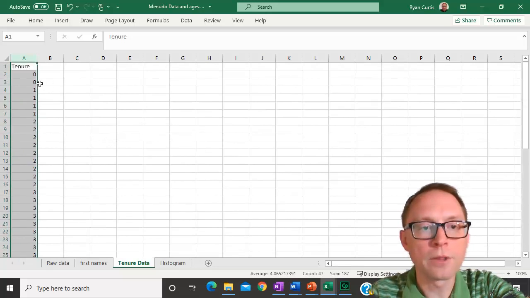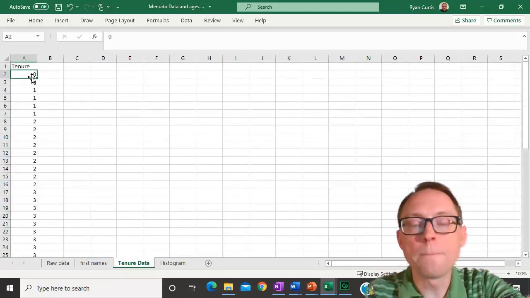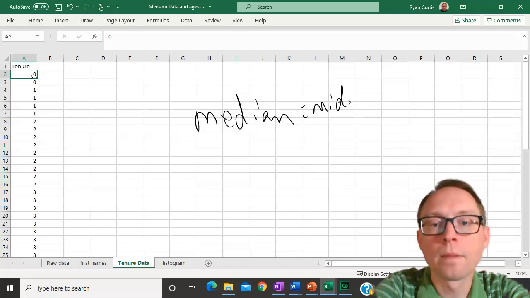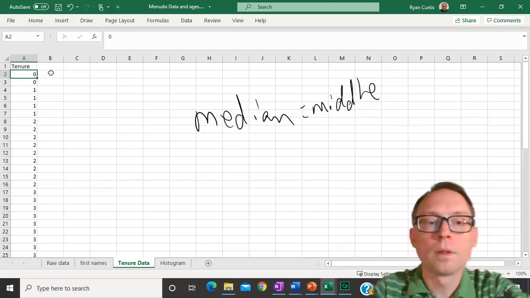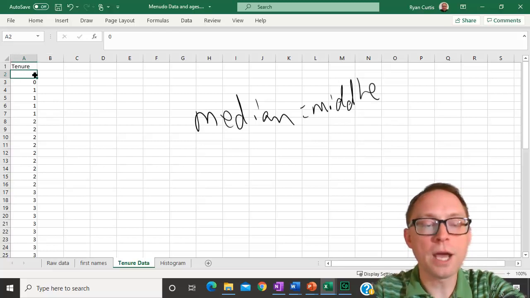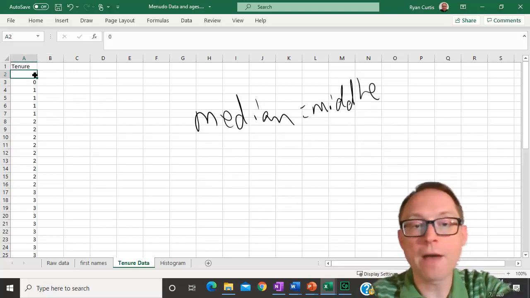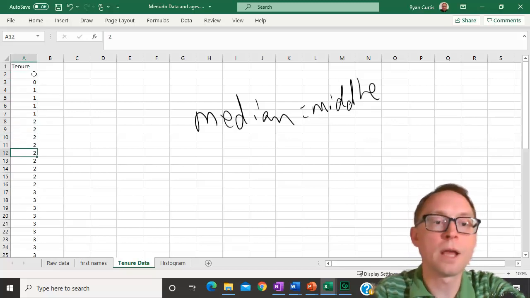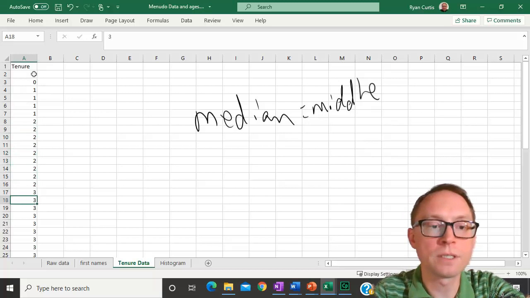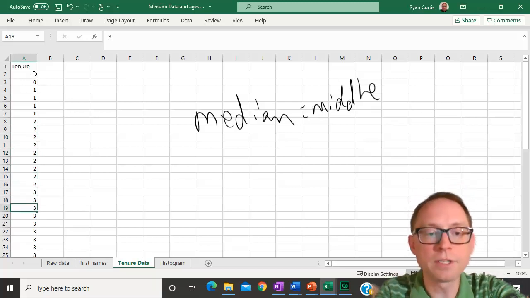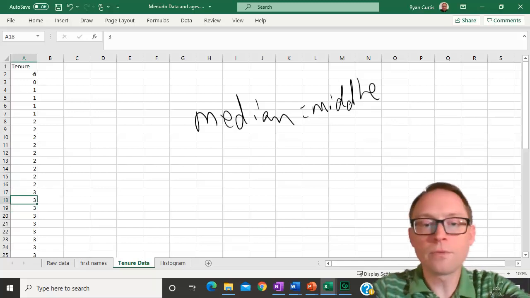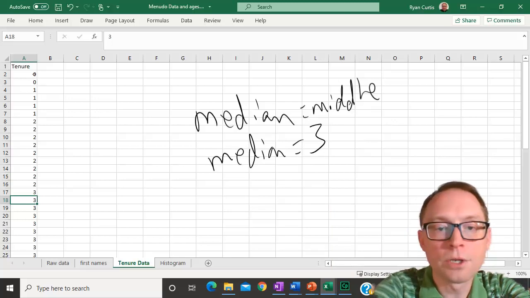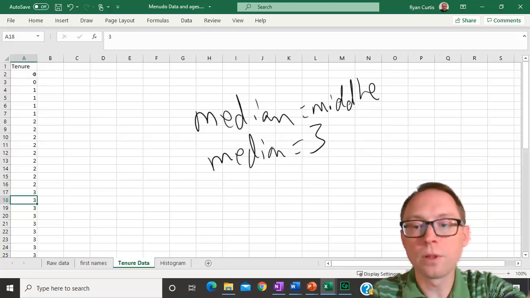Now there's a total of 34 of these. The median is going to be the middle score. Since there's 34 of these, half would be 17, the other half would be 17. So 1, 2, 3, 4, 5, 6, 7, 8, 9, 10, 11, 12, 13, 14, 15, 16, 17. This is the 17th score, and that's the 18th score. The median is going to equal 3.